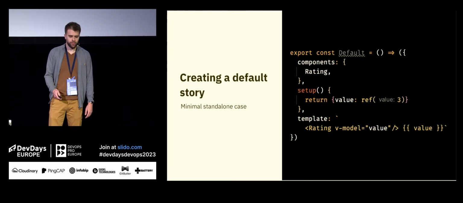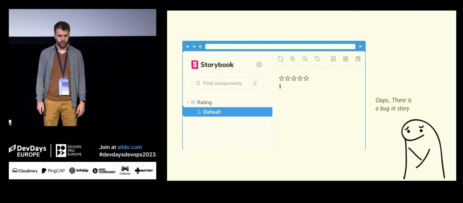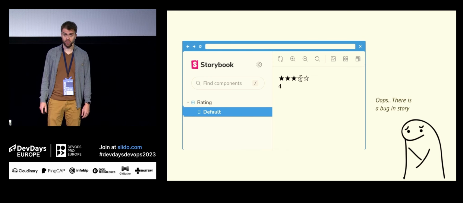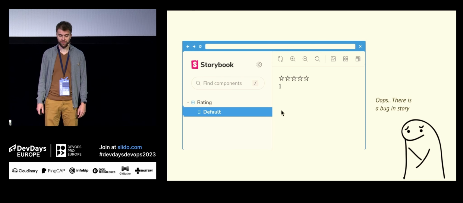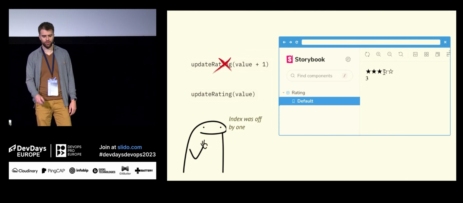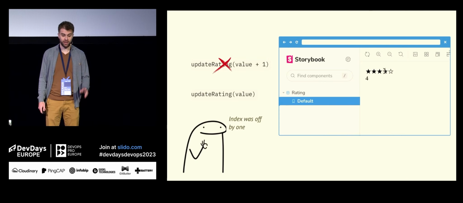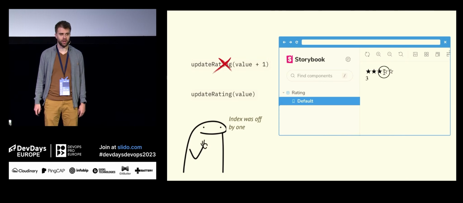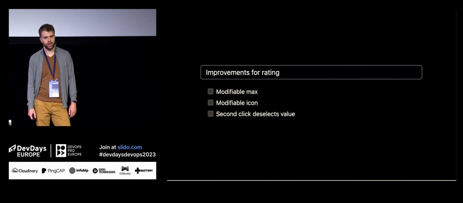So it works. We can change rating, but there is a bug here. Maybe you can notice it. Okay, so the bug is that the index was off by 1 value. So we can fix it quickly, and we have no bugs. We have a functioning component.